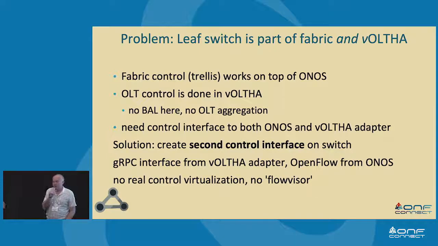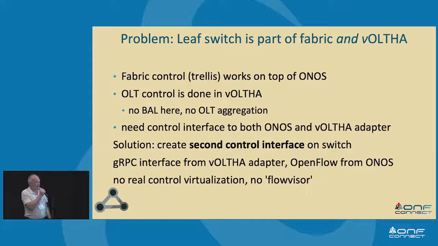So, as you all know, ONOS is the controller for Trellis. And the OLT control is typically done using Volta. So Volta itself presents itself as an OpenFlow switch to ONOS. Now, that turns out we actually have two control interfaces on an OpenFlow switch, because that's what we wanted to take for Trellis. What we needed to do is to create a second control interface, and that's then what BISDN, to answer your question, normally does, is tinkering with white boxes and having operating systems and having SDN controllers and so on.